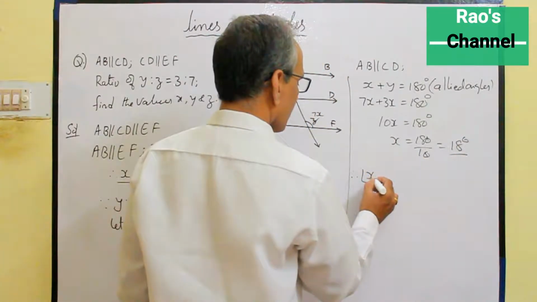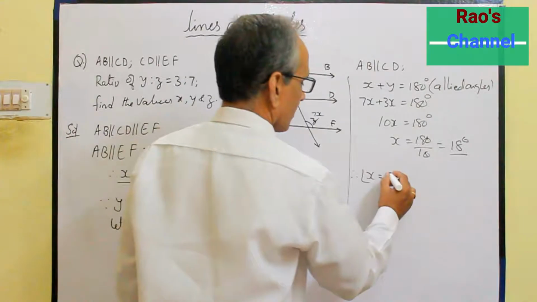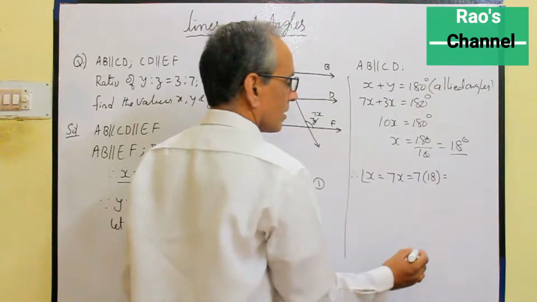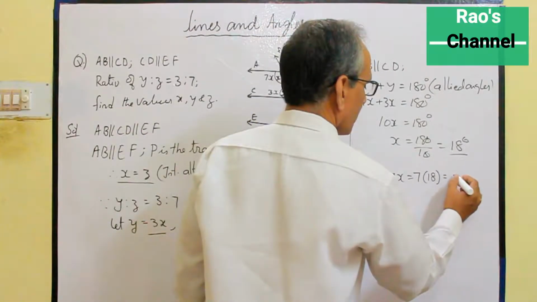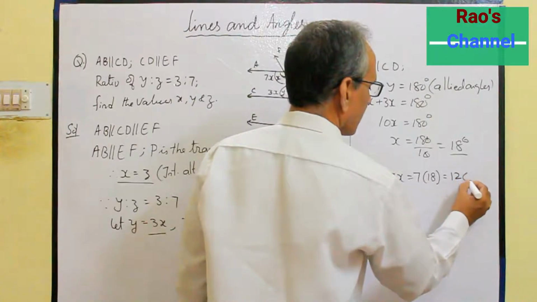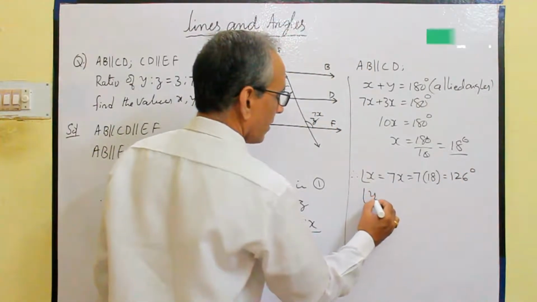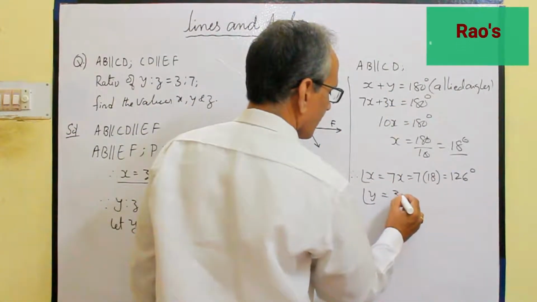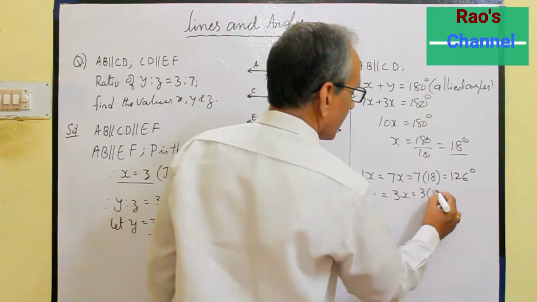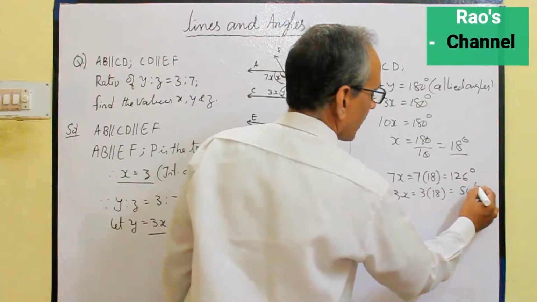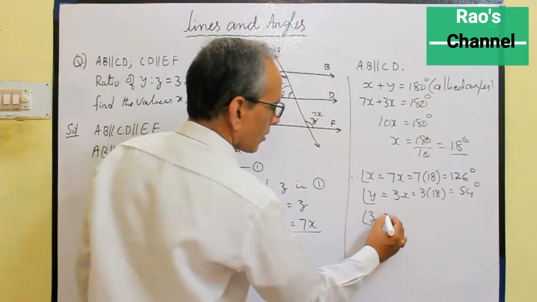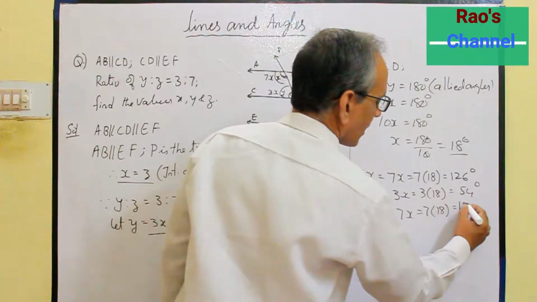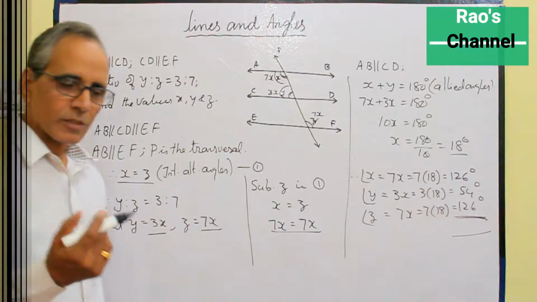Therefore angle X is 7x, that is 7 times 18, which is 126 degrees. Angle Y is equal to 3x, 3 times 18, 54 degrees. Again angle Z is also 7x, 7 times 18, 126 degrees. See the next question.